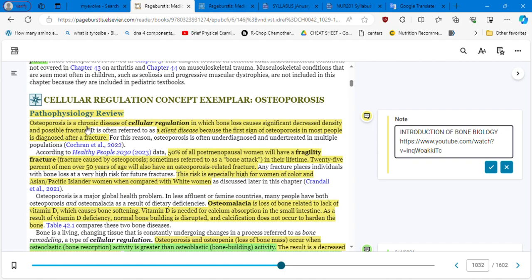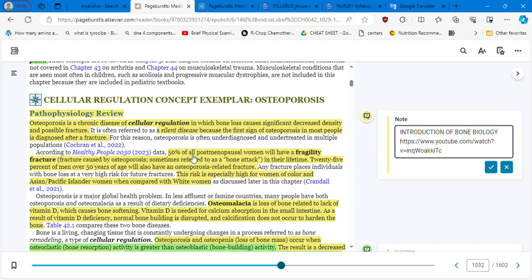Osteoporosis is a chronic disease of cellular regulation. We know that, in which bone loss causes significantly decreased density and possible fracture. A silent disease because the first sign of osteoporosis in most people is diagnosed after a fracture. So when they are going to the X-ray, the examination is going to tell you that the density is not good. So it's having low density.